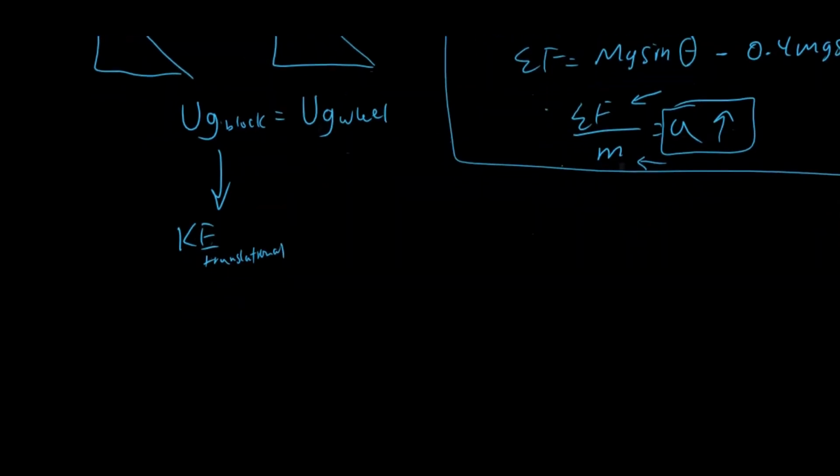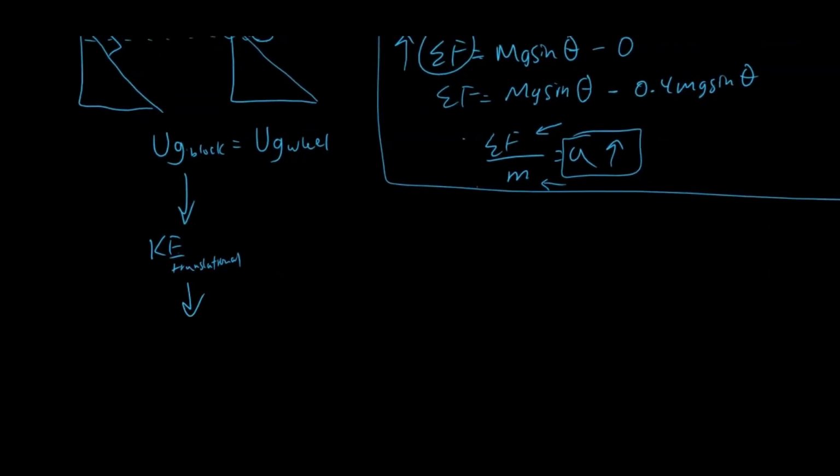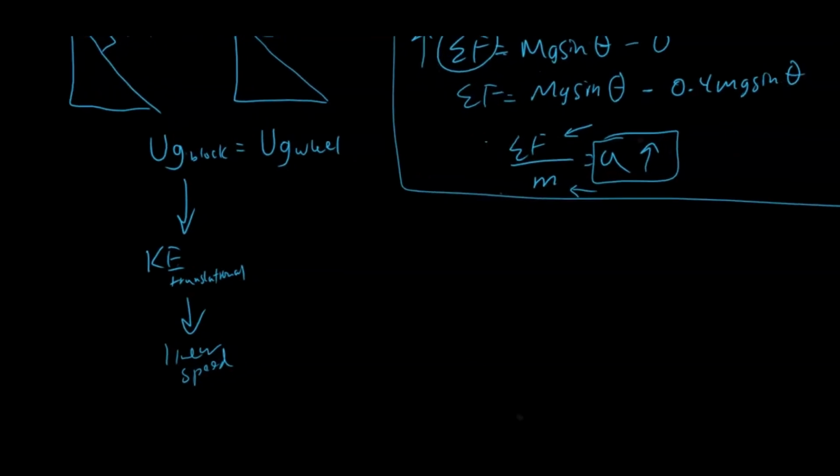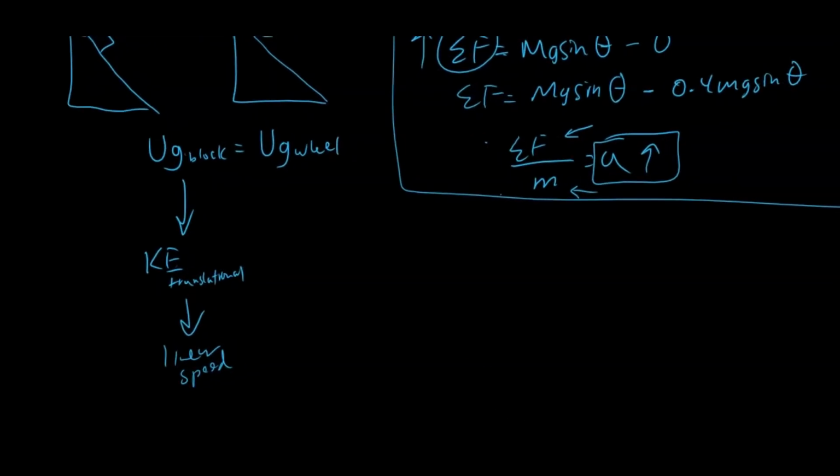And this is going to result in pure linear speed, right? Because kinetic energy is the energy of motion, and when it's translational, it's just linear, like displacement essentially. For the wheel, however, it's still going to all be converted to kinetic energy, but it's going to be converted to two types of kinetic energy. There's obviously the translational kinetic energy, which we said before would result in linear speed.